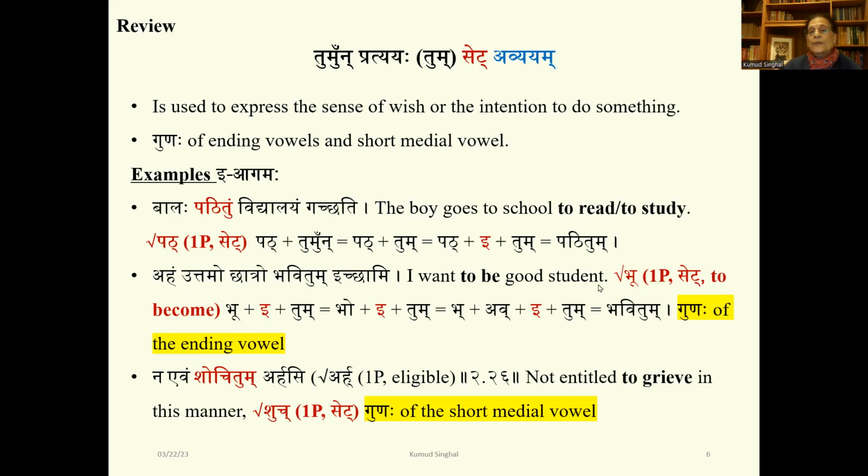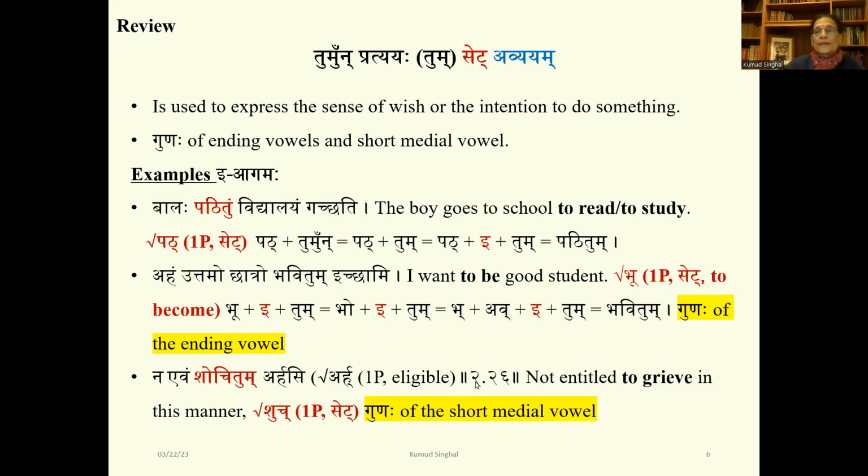And bhavitum comes from the dhatu bhu, which is also a set dhatu, which means to become. So let's see how this bhavitum form is formed. So bhu plus tum, because it is set, you insert e. So now this ending vowel takes the guna. So it will become bho plus e plus tum. Now o plus e, ayadi sandhi will happen, and o will become av. So bh plus av plus e plus tum, and the form is bhavitum. So that is the guna of the ending vowel.